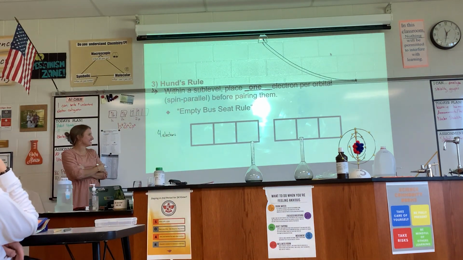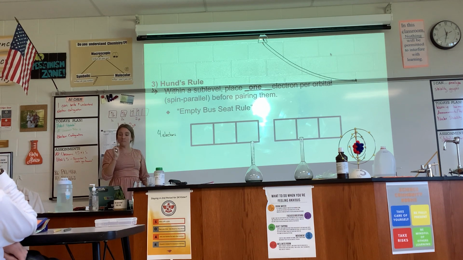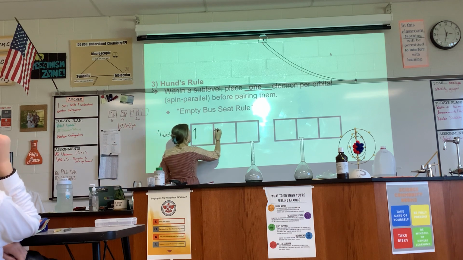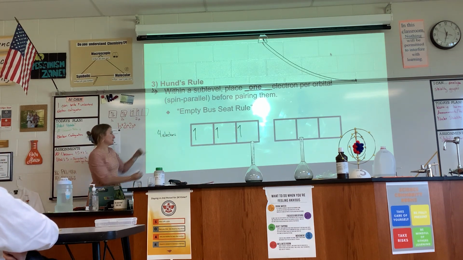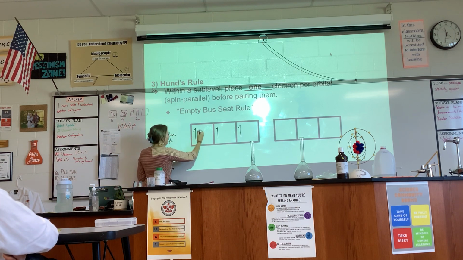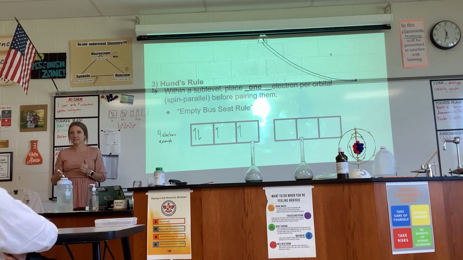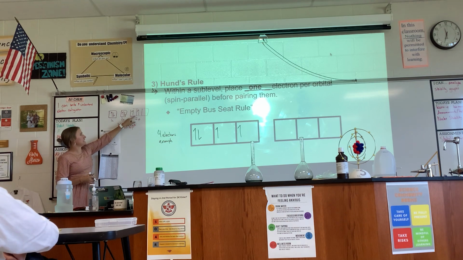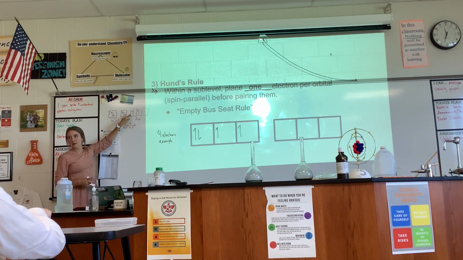Good luck, girls. The way that they go is if they can have their own bunk, they're going to take their own bunk. So 1, 2, 3. Since I'm doing a 4 electron example, somebody has to share. You can't just leave out an electron. But if they can have their own space, they take their own space, which is why here we did this versus pairing them up.